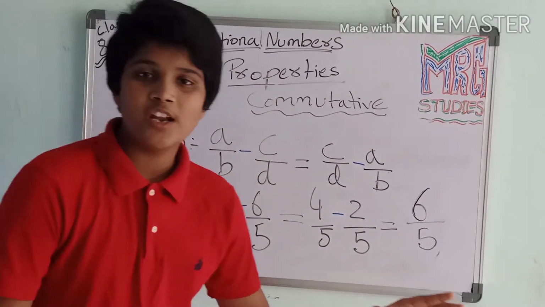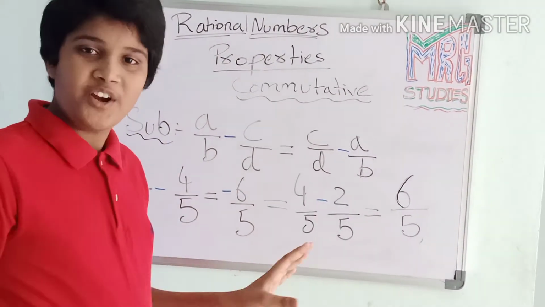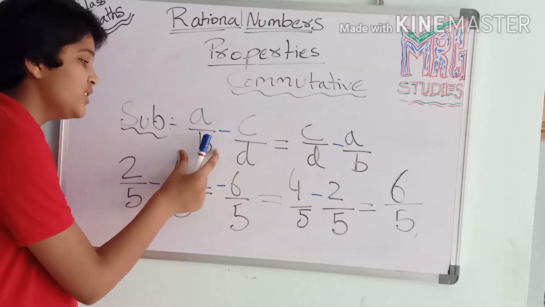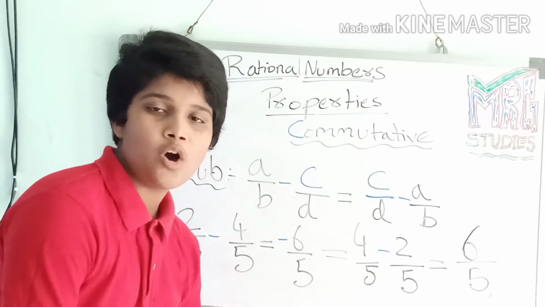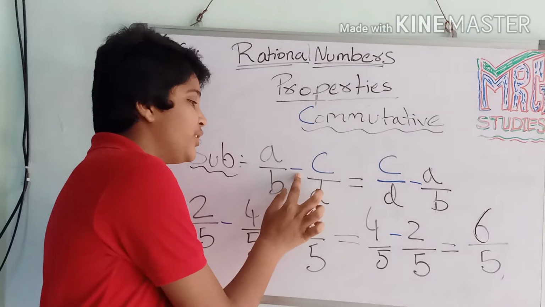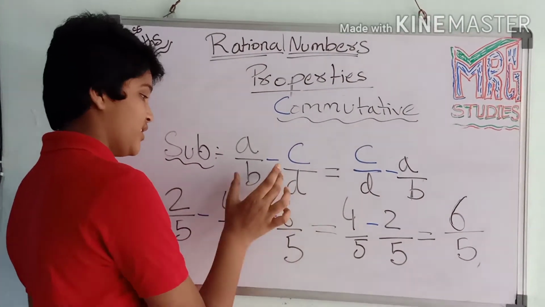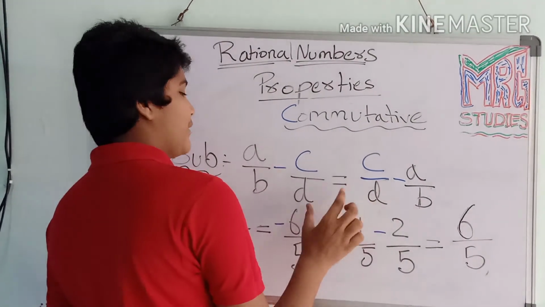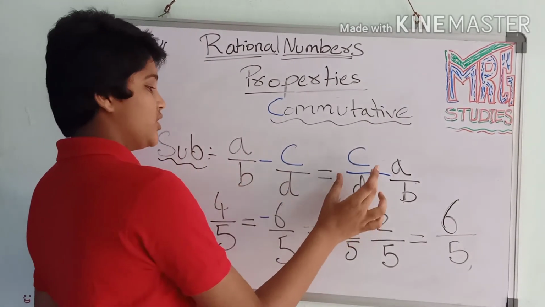Now I am going to tell you the commutative property for subtraction. Is it verified for commutative or not? I will show you now. See here, the same formula of commutative property, the same as commutative addition A by B, but we changed the symbols to minus. A by B minus C by D. And same like we did, we should reverse these fractions: C by D minus A by B.